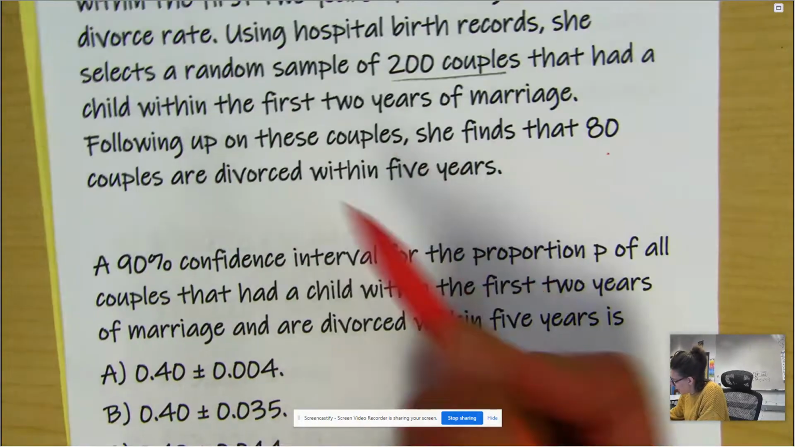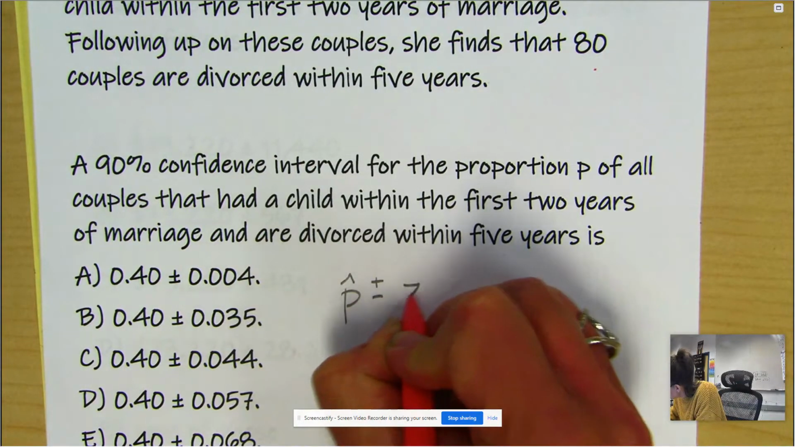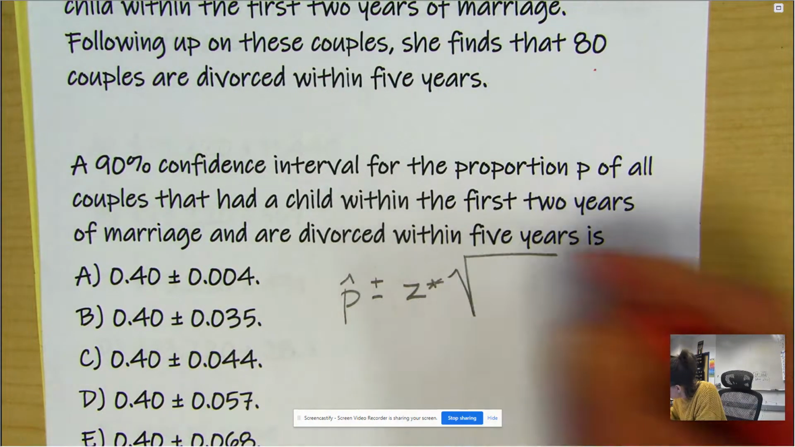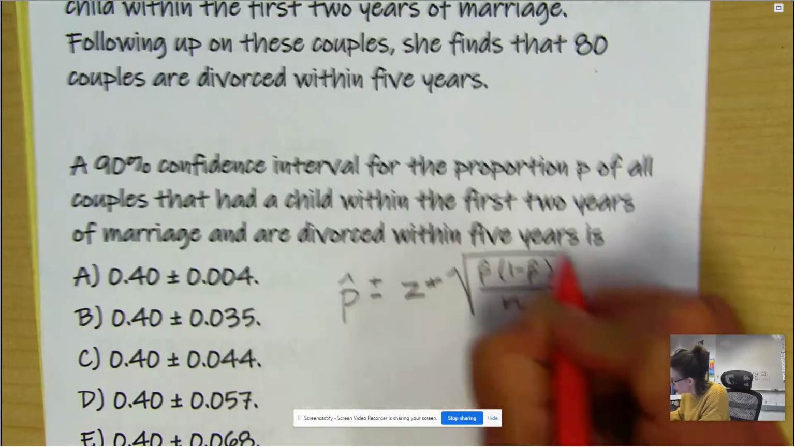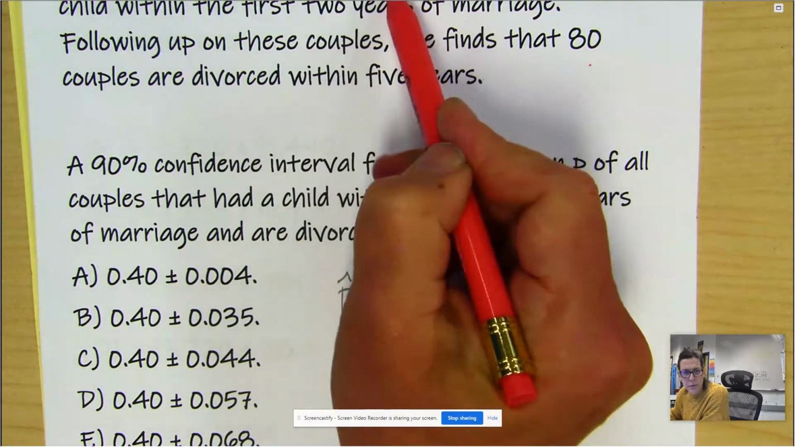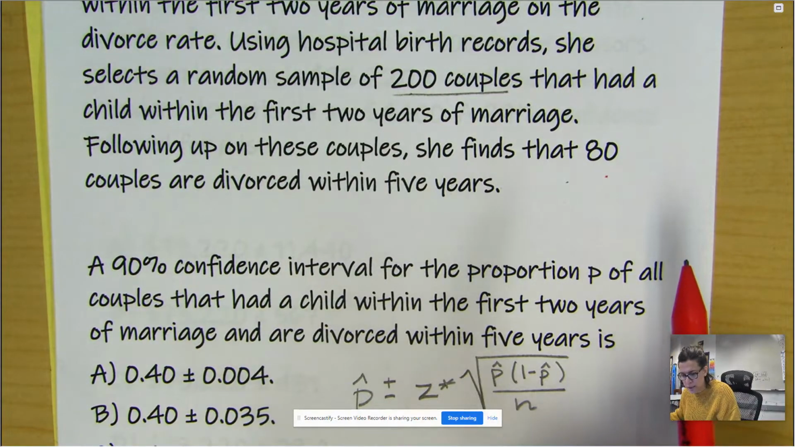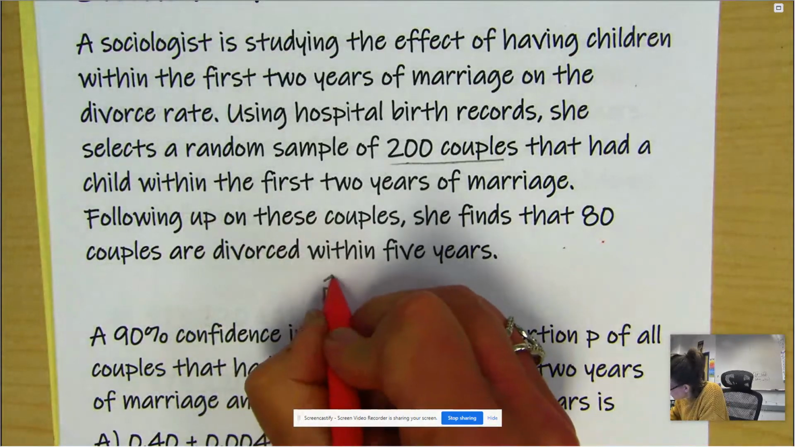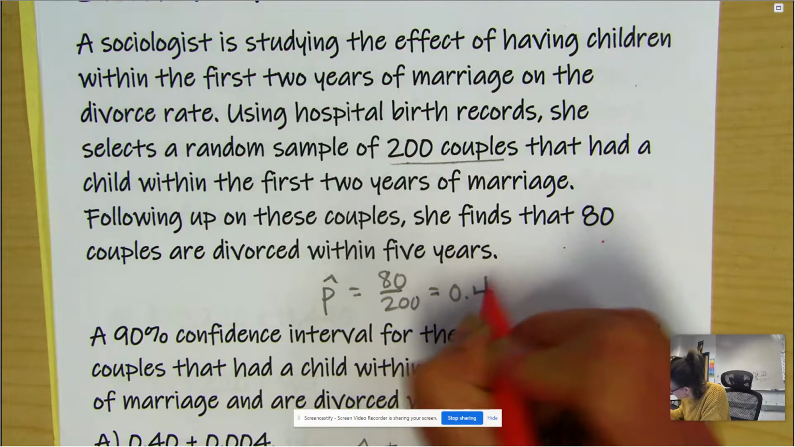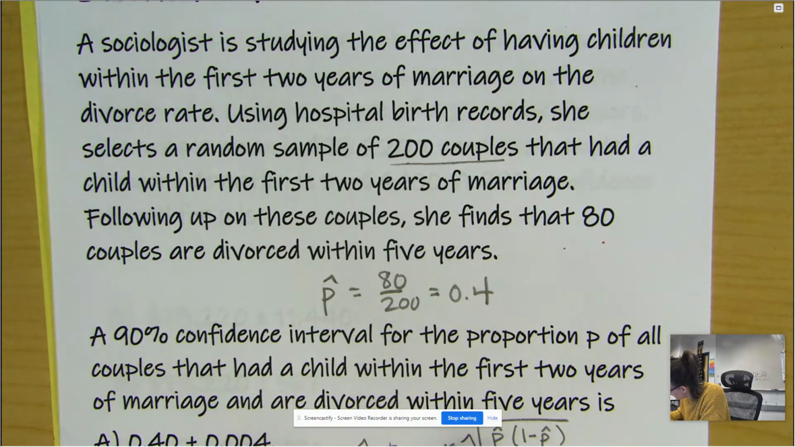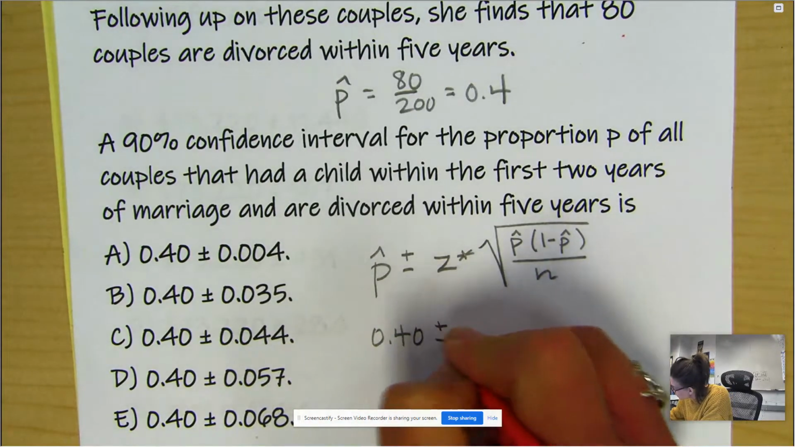Okay, here we go. So we need p hat plus or minus z star times the square root of p hat times 1 minus p hat all over n. So the p hat is, she sampled 200 people, okay, and 80 of them were divorced. So 80 out of 200, if you need to do that off to the side, equals 0.4. That's where that came from. So 0.40. Now, plus or minus, we're going to just calculate this.